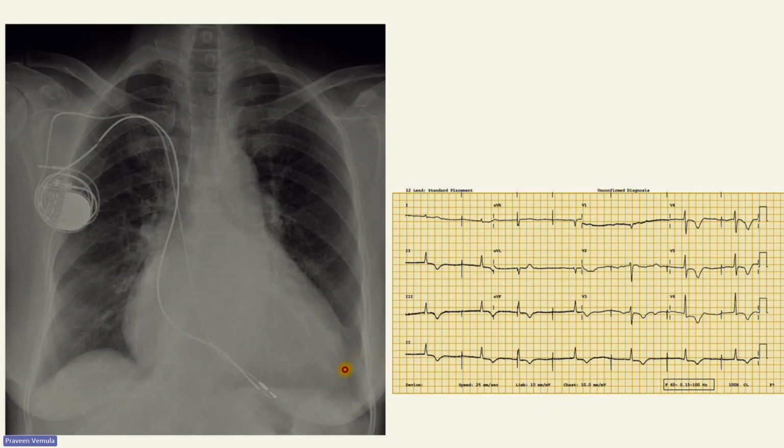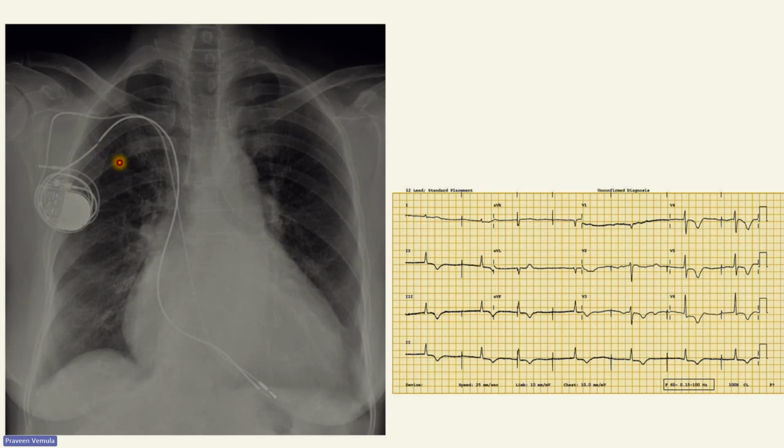So both leads are there, but one of them is connected and the other is not connected. But what is the abnormality? The one which is connected has some abnormality. What is the abnormality? Lead fracture. You see very closely here. The fracture of the lead.